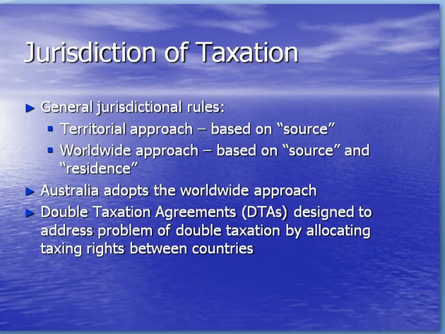The jurisdiction for taxation falls generally within your geographical area. So there is the territorial approach based on source, and then there is a worldwide approach based on the source and residence. Australia adopted the worldwide approach. Double taxation agreements are actually in place with some countries so that the person who is perhaps a non-resident of Australia won't be taxed twice.